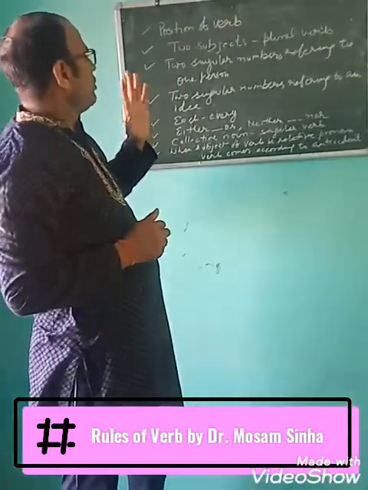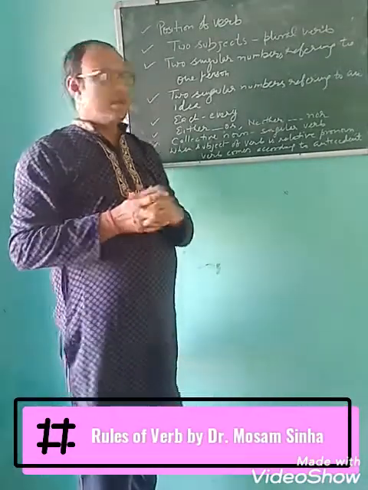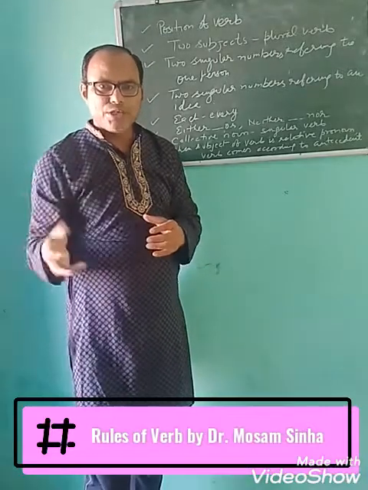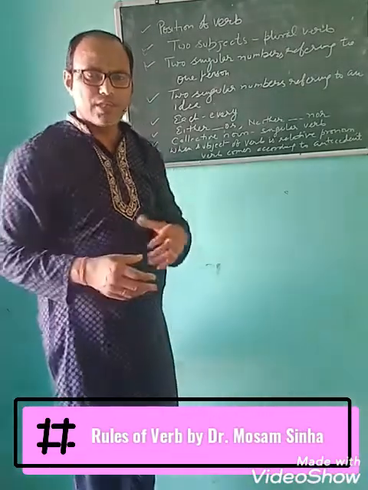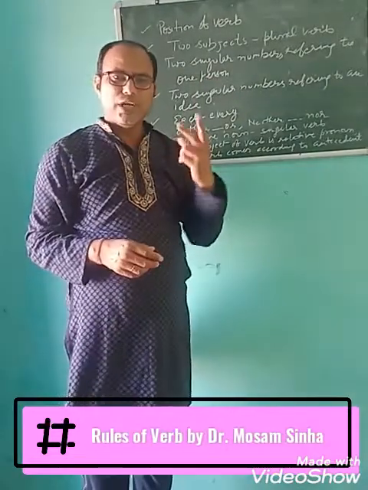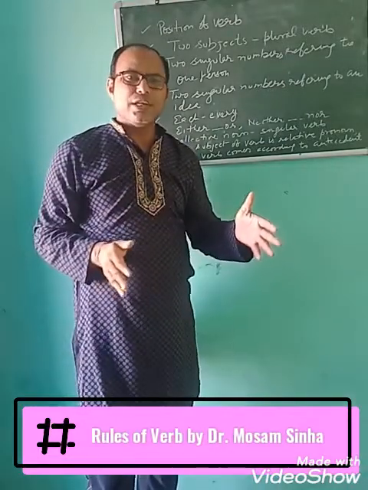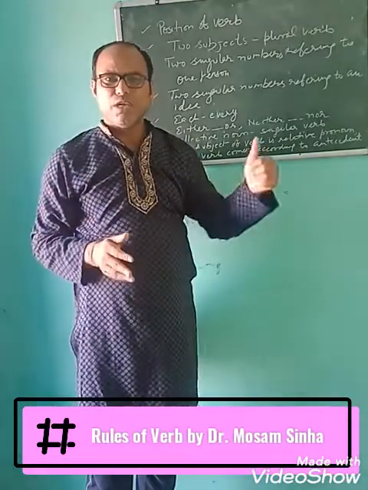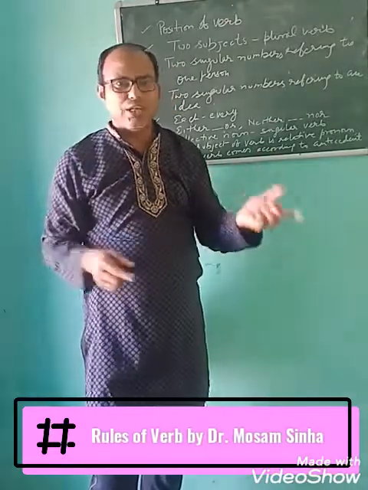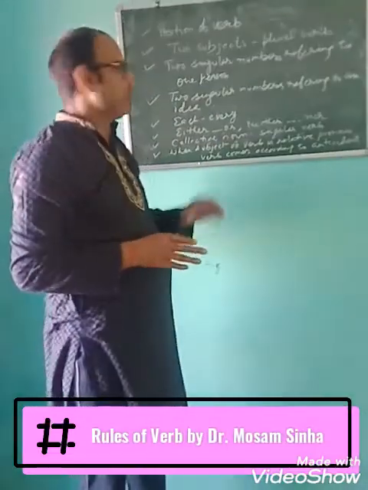Third rule is when two singular numbers refer to one person, then we use a singular verb. For example, the manager and principal is on round. When I say the manager and principal, I'm referring to one person, but here we have two nouns used. When I say the manager and principal is on round, that means we are talking about one person having two designations. The person is manager as well as the principal. So in that case we use singular verb.